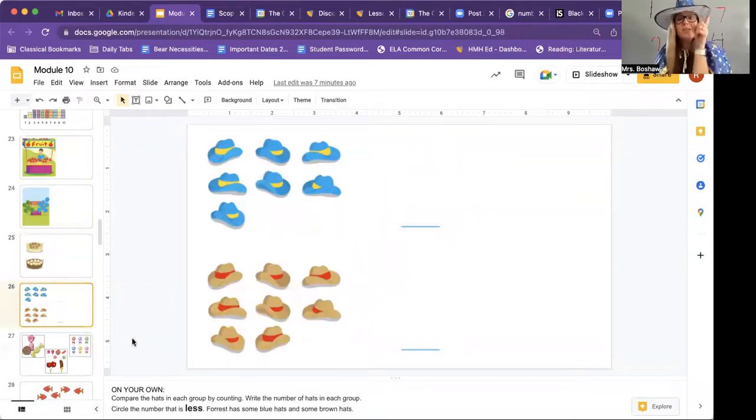All right, here's an on your own. Cowboy hats. Compare the hats in each group by counting. Write the number of hats in each group and then circle the number that is less. Forrest has some blue hats and some brown hats. All right, then I want you to go find your homeschool teacher and I want you to have them check your answer.